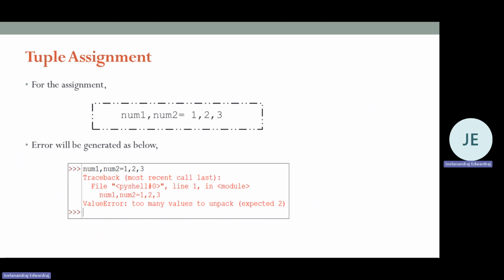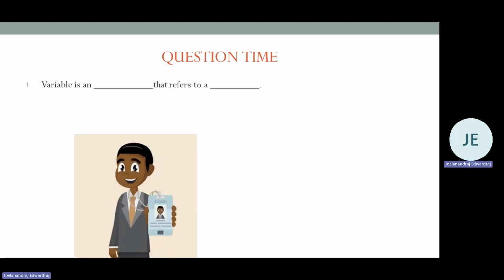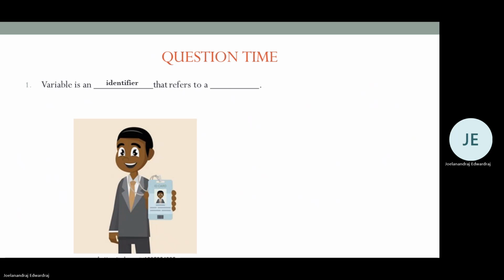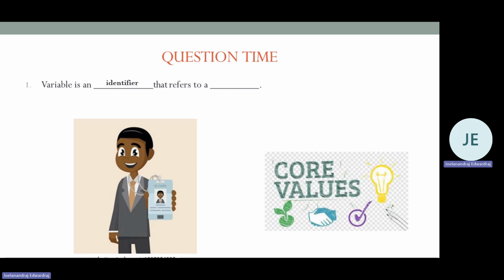Any clarification here? Variables and statements? Any questions? Yeah, you might have some questions. We'll see. Now, who's ready to volunteer? Not the ones who volunteered earlier. We want some new volunteers. Variable is a dash that refers to a dash. Yes. Now, your name? Dinesh. Yes, Dinesh. Good, good. Variable is an identifier that refers to a value. Good, nice one. Another clap for Dinesh.